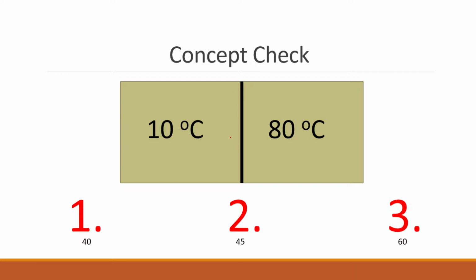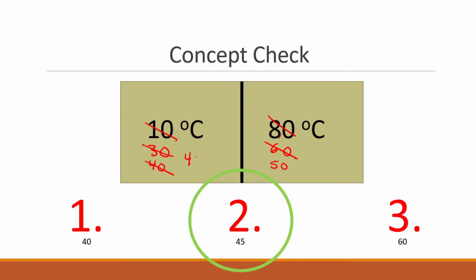Sometimes it's as simple as just seeing what these two things are going to average out to. The 80 will heat up the 10 until both things reach the balanced temperature of 45 degrees. This will get colder and colder. This will get hotter and hotter. And they'll eventually reach a balanced equilibrium at 45 degrees.